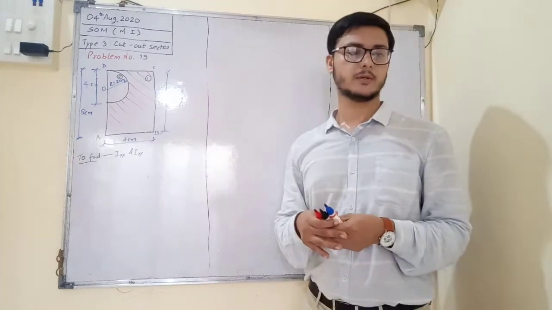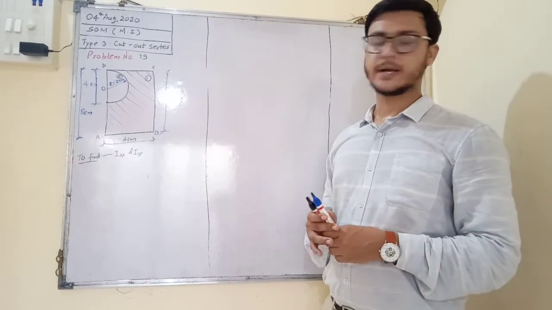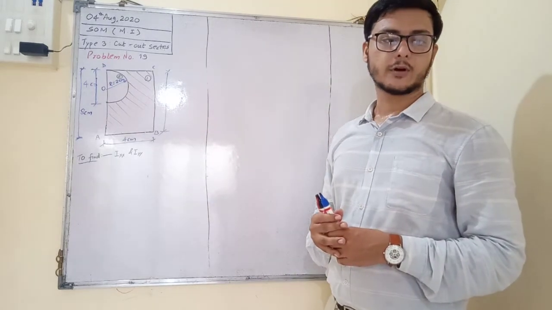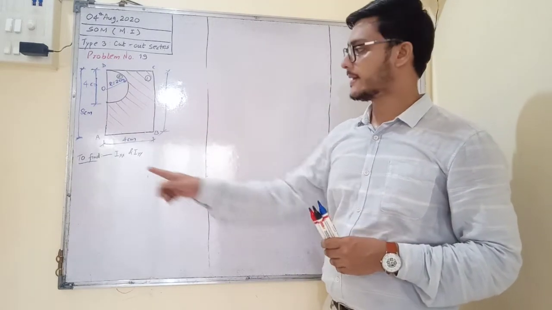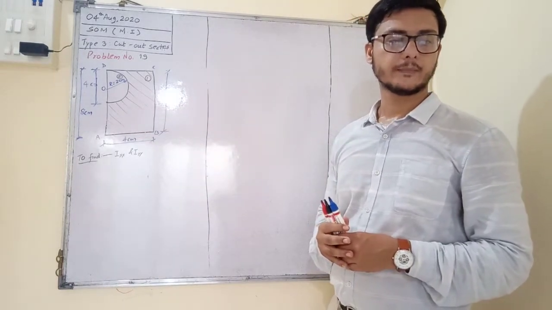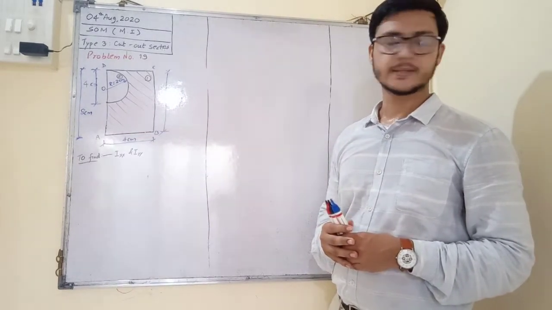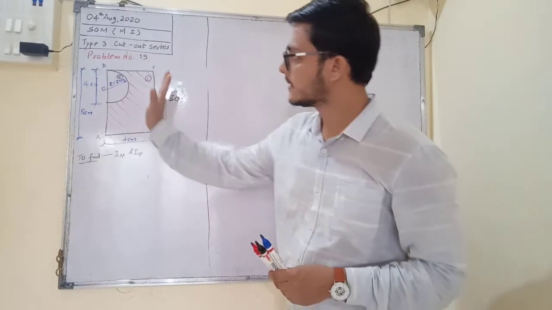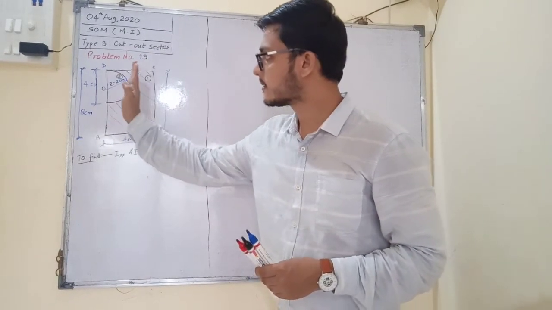Let's read the problem first. A semicircular portion of diameter 4 cm is cut from a plate of 4 cm by 8 cm, as shown in the figure. O is the center of the semicircle. Here O is the center of the semicircle. The semicircle is placed with its base vertical.